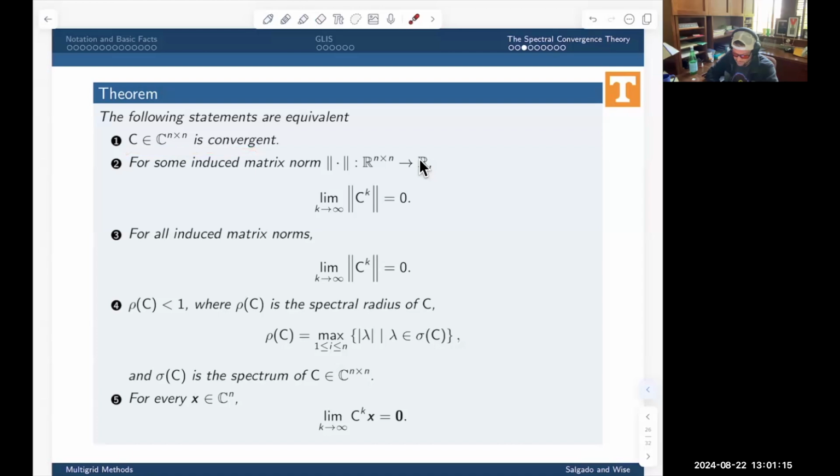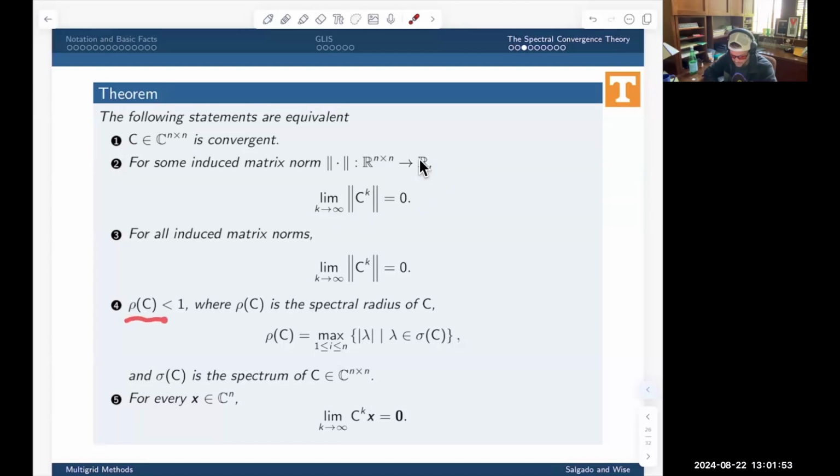and that is equivalent to the fact that for some induced matrix norm, if we take the limit as k goes to infinity of C^k, remember C^k is C multiplying itself k times, the limit of that norm is equal to 0. That is equivalent to knowing that in all norms, the limit as k goes to infinity of C^k is equal to 0. This has to do with what we call norm equivalence: all norms in finite dimensions are equivalent. Those statements are equivalent to the following statement.